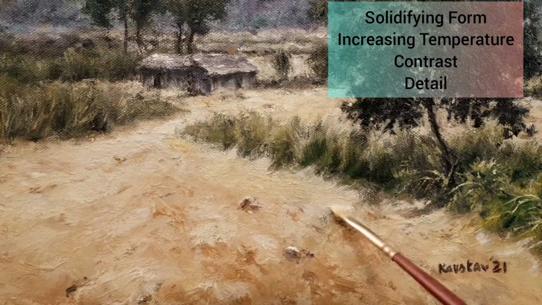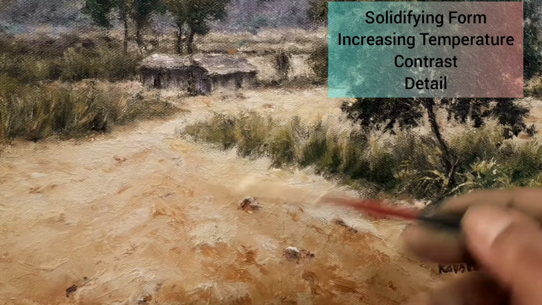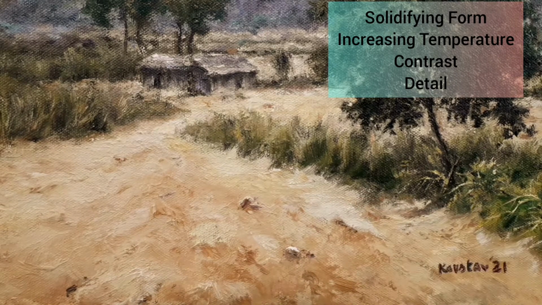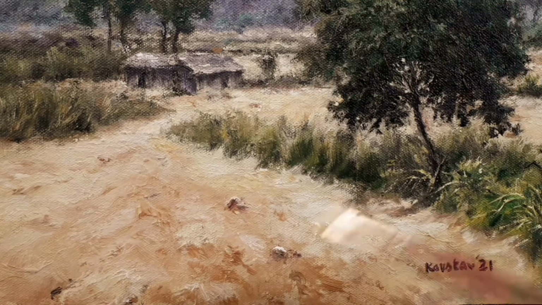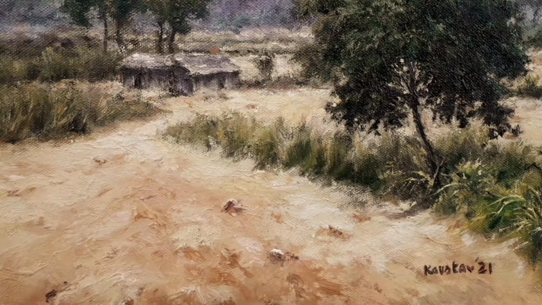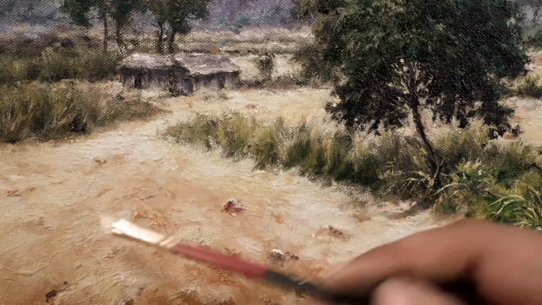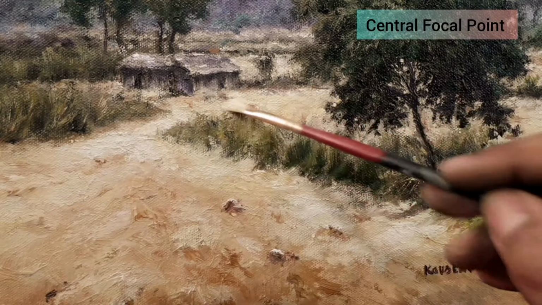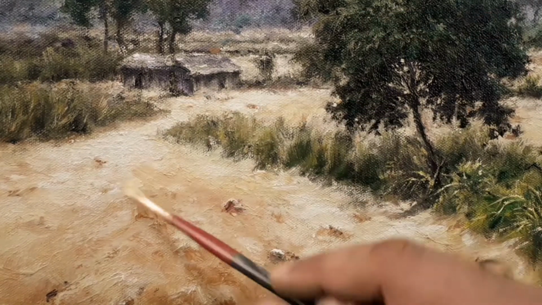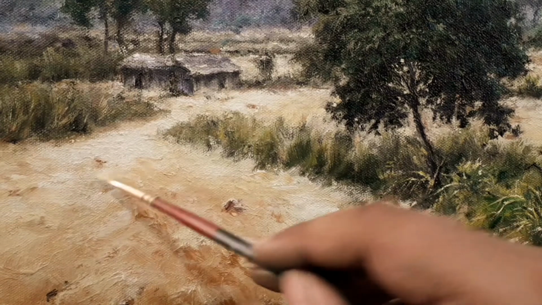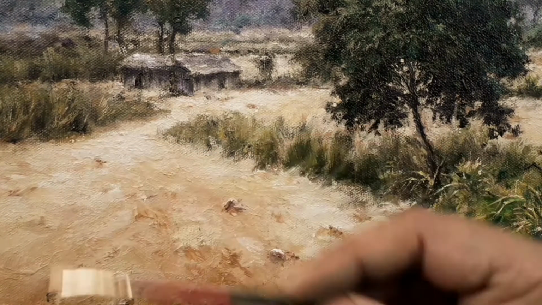Here I'm solidifying the form of the land, increasing the temperature, contrast, and also focusing on detail, but I'm somewhat flattening the surface and also connecting the lighter areas along with the darker areas. As you can see that I'm putting down some highlights in the central focal point area, and that is the area where the eyes will directly go. So this area needs to be emphasized upon.